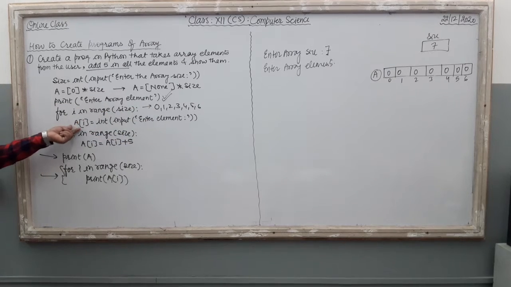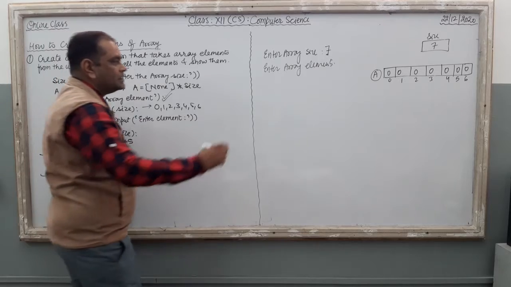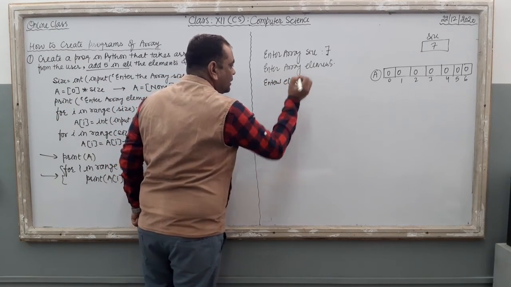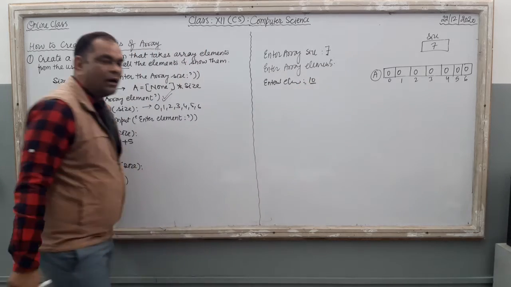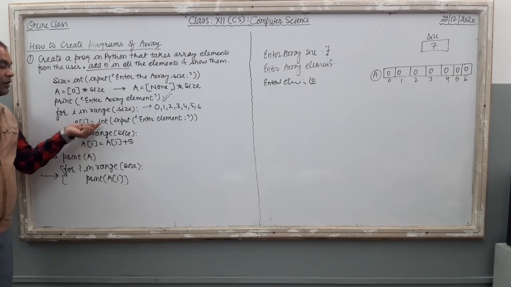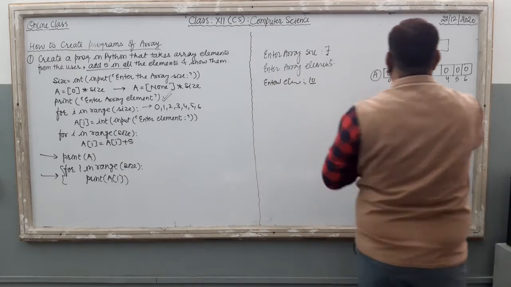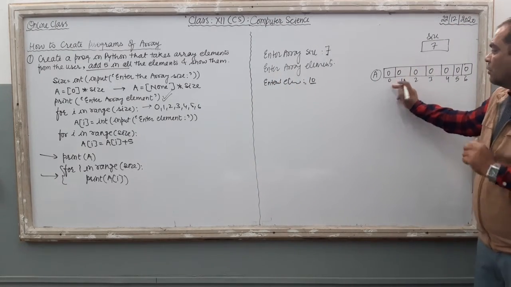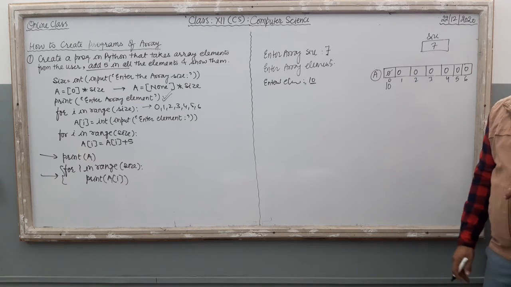What is there? A[i] equal to int input, enter elements. It means the enter elements message is there on the monitor. Computer wants some input. Suppose I entered 10 over here. Now just see, A[0] equal to 10 means what? A[0] is the very first element of this array, the very first element of this linear list. So the computer replaces the 0 with this 10.